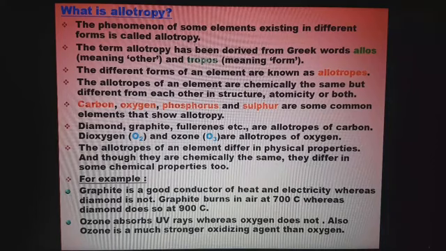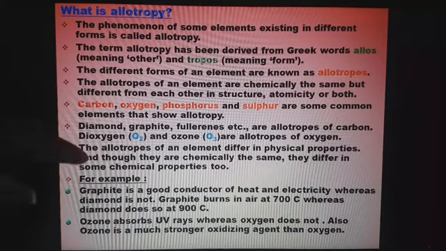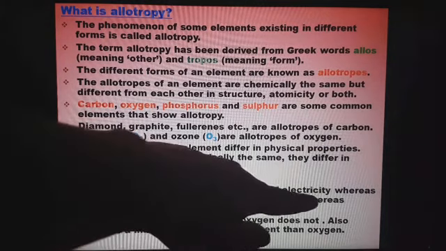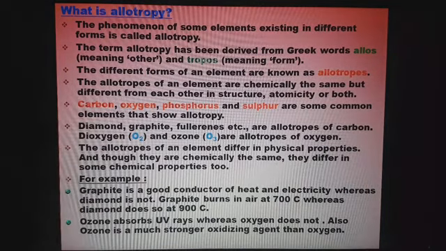As you know, graphite and diamond are forms of carbon. They are allotropes of carbon, but they differ from each other in physical property. Graphite is a good conductor of heat and electricity, whereas diamond is not. So this is one of the physical properties in which graphite and diamond are not the same. Then in chemical property, how are they different?